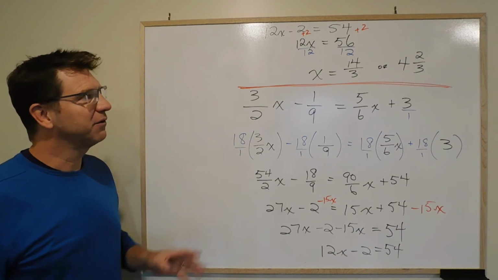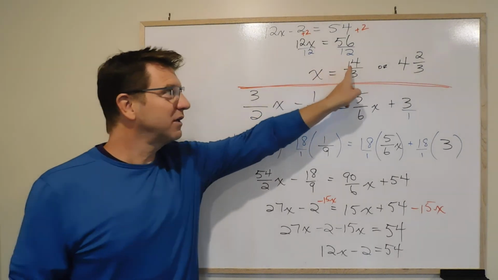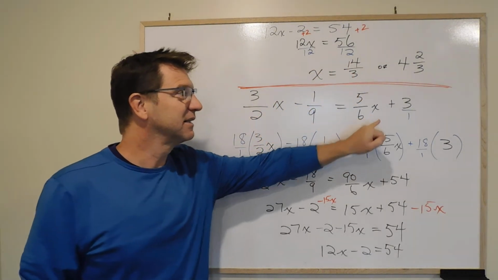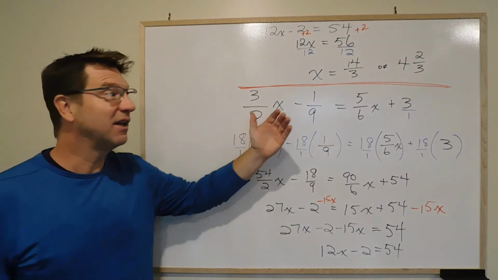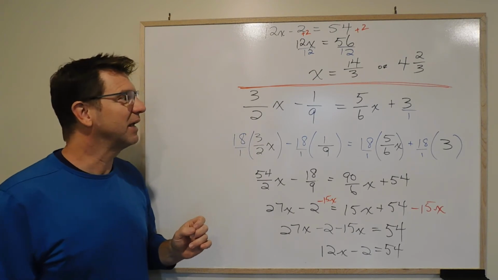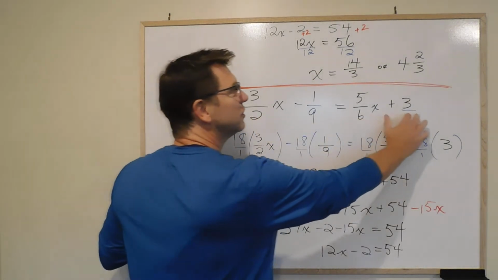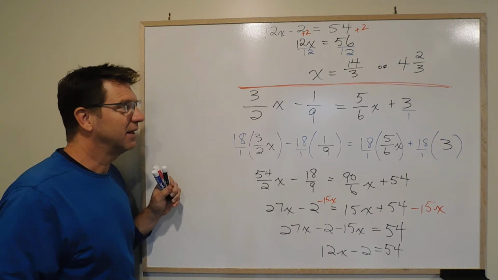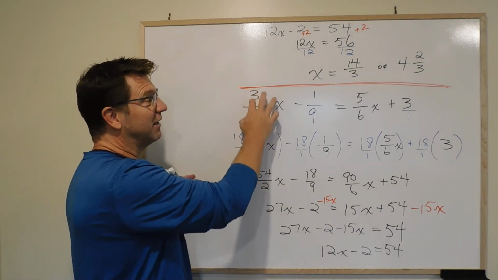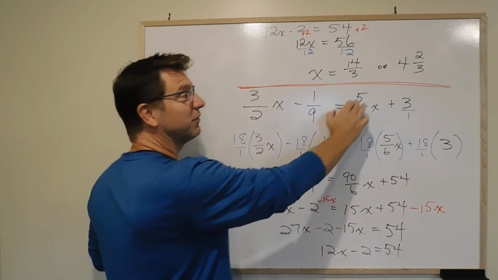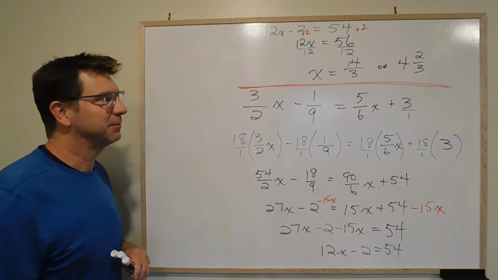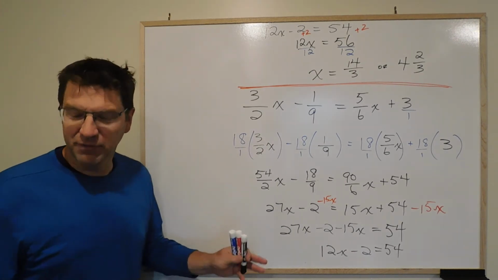So what did we find? Well, we found that if I use 14 over 3 and substitute it in for the x's, I'm going to get the left side equaling the right side. So we found the actual number, 14 over 3, that makes this true. Right? No other value of x will make this true. No other value of x will make 3 over 2x plus 1 over 9 equal to 5 over 6x plus 3. 14 over 3 is the only value. Okay. Let's prove it.